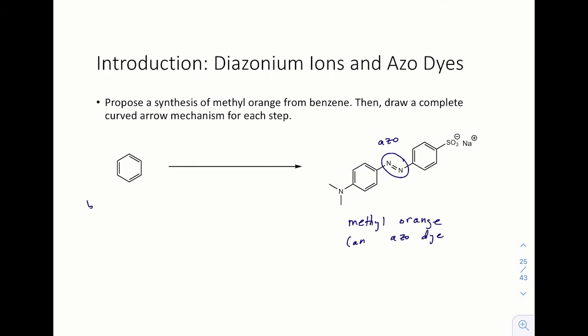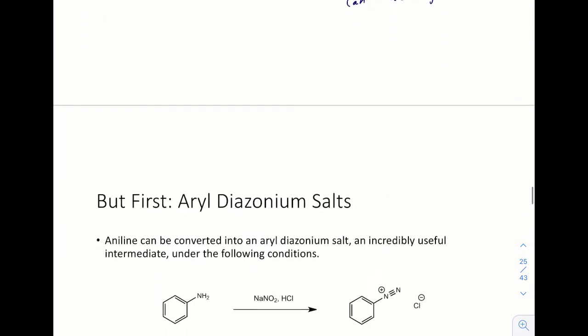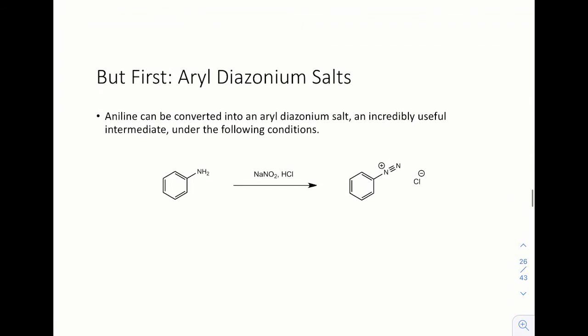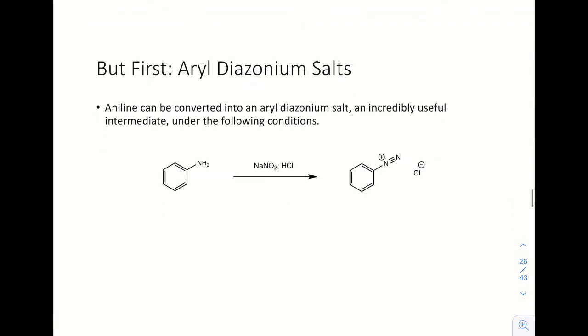We want to propose a synthesis of that from benzene. Now, obviously, it's going to involve two equivalents of benzene. So two aromatic molecules are going to be formed and then coupled together in this diazo coupling. So we'll come back to this because that azo bond is made from an aryl diazonium salt.